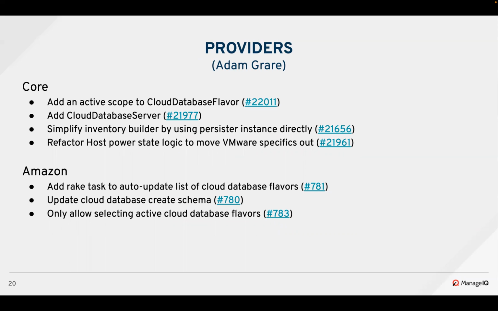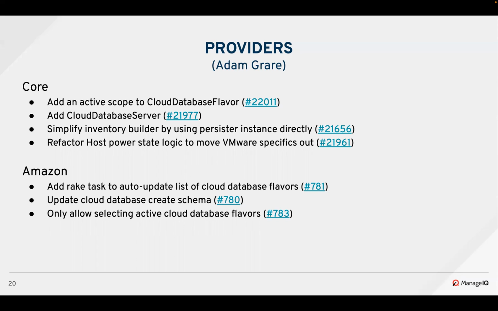Nasser added a cloud database server model. So for some providers, they also model the server that a cloud database is running on. And this is important when selecting target when you're creating a database. We were not collecting this in inventory, and so now we are. So there's a new table and model for cloud database servers, and providers which support this are pulling them into inventory as well. We simplified the inventory builder by using the persister instance directly.